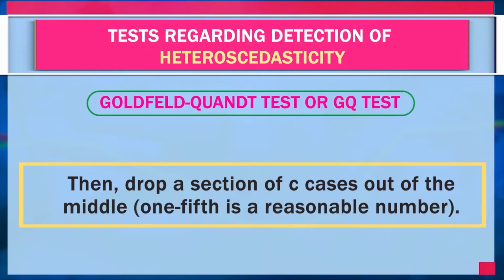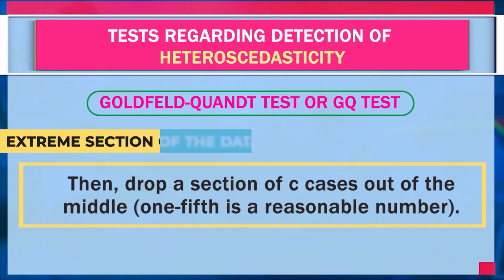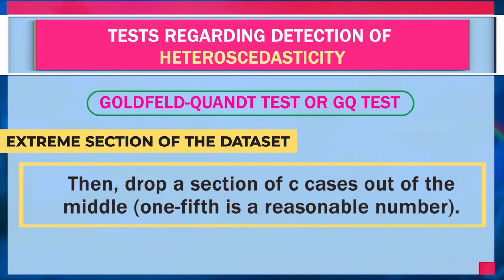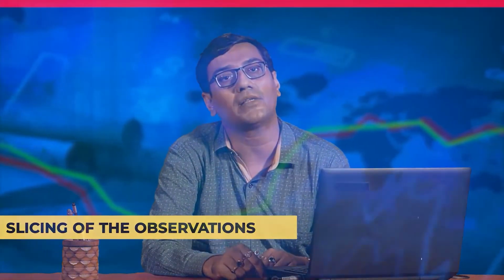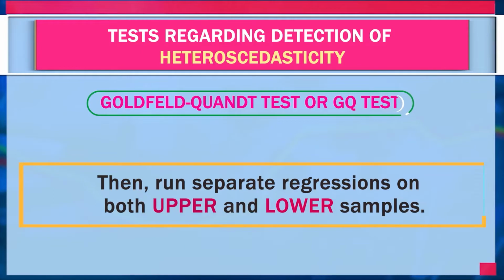After that, we concentrate on the extreme sections of the data set. We drop a section of the middle-level observations, like one fifth of the total number of observations. This is called slicing of the observations. So we take the upper slice and the lower slice. For example, we run a separate regression for the upper and the lower samples.